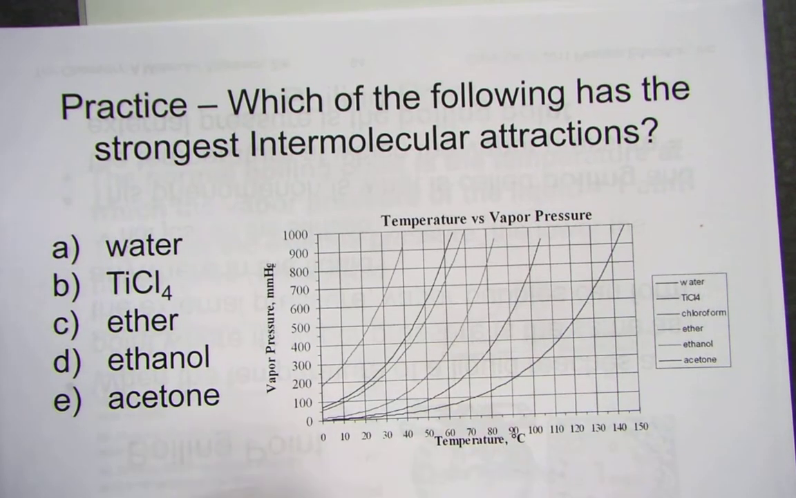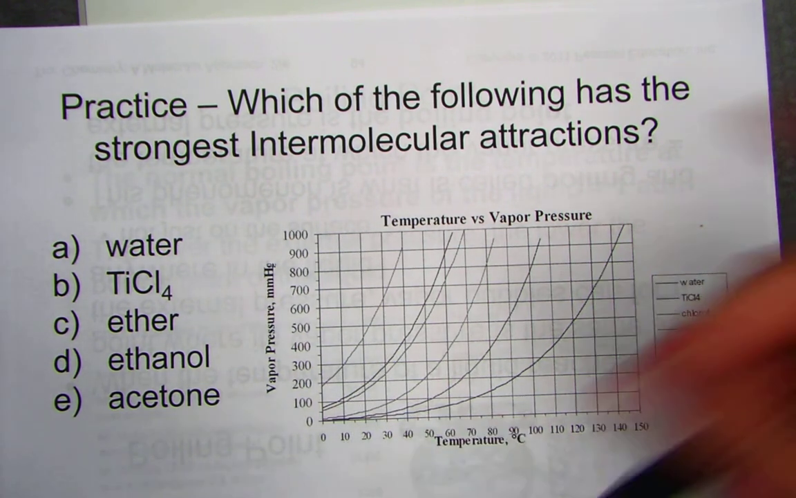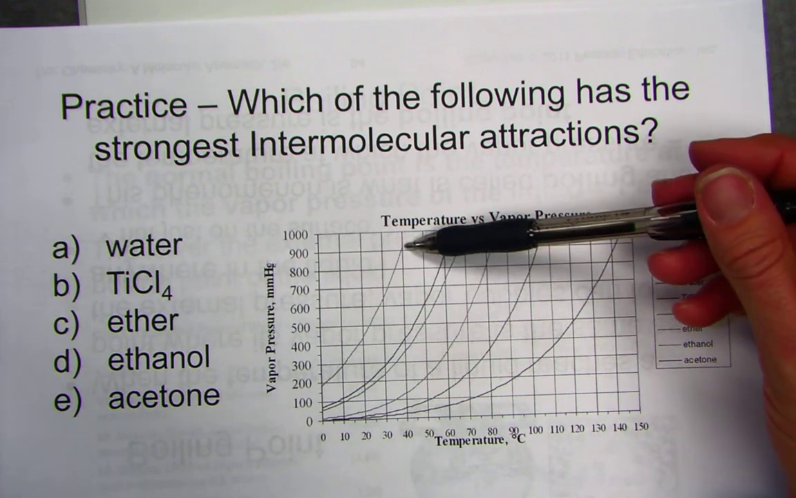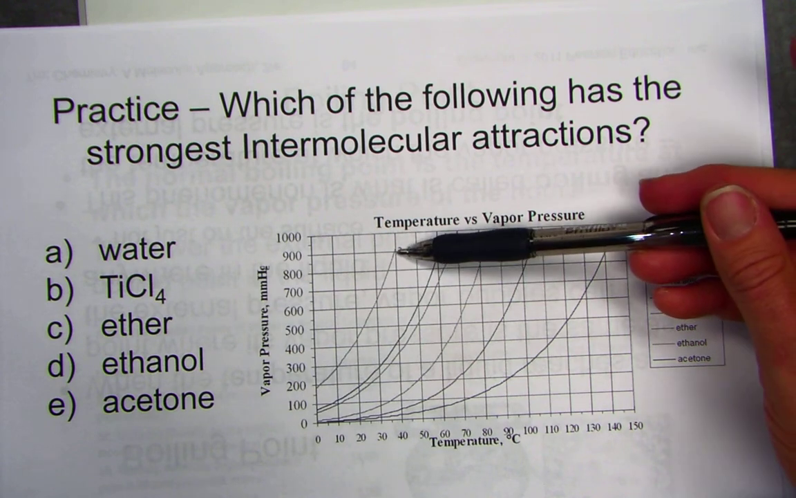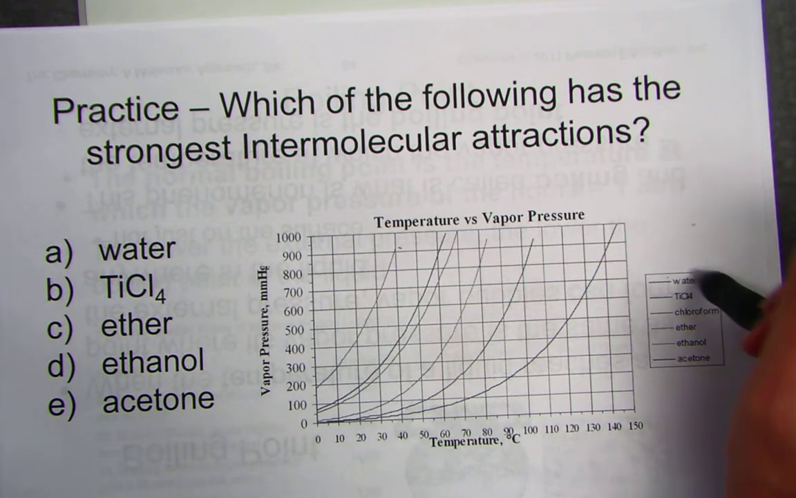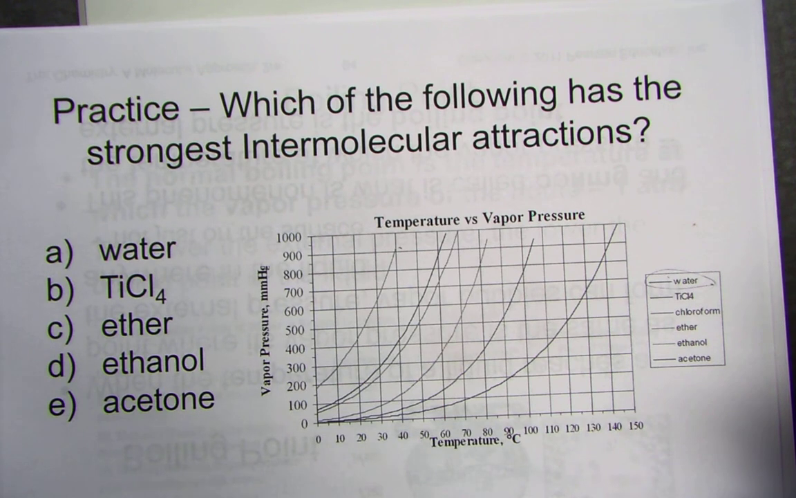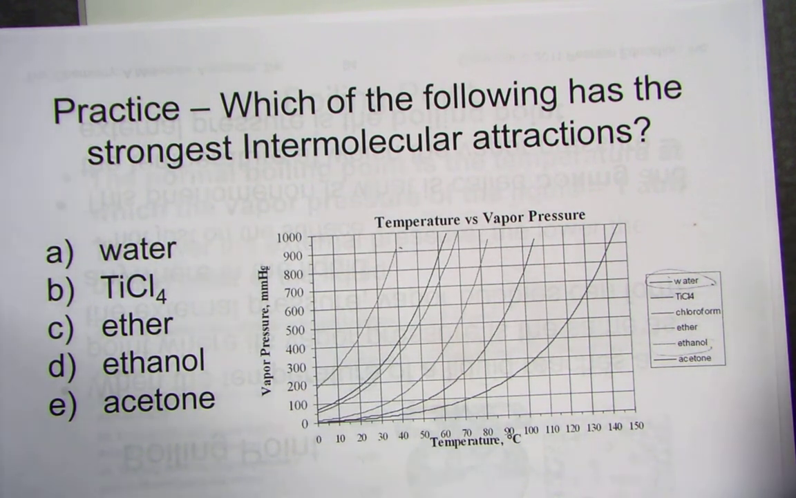Which of the following has the strongest intermolecular attractions? So therefore we're looking at which one has the lowest vapor pressure. And the lowest vapor pressure would come from a molecule that has very strong intermolecular attractions. Not only do they have dipole-dipole, but they'd also have hydrogen bonding. A water molecule has a very high boiling point.